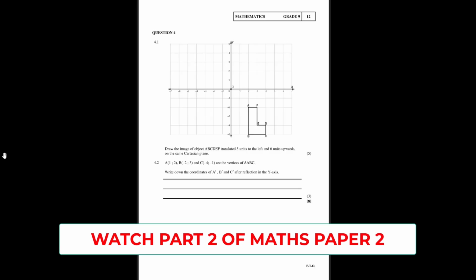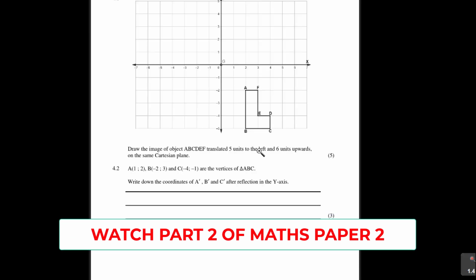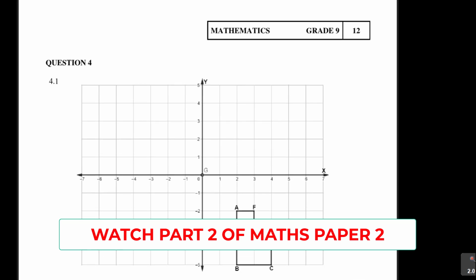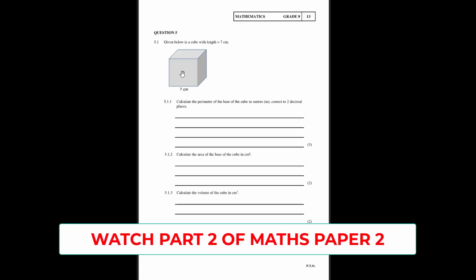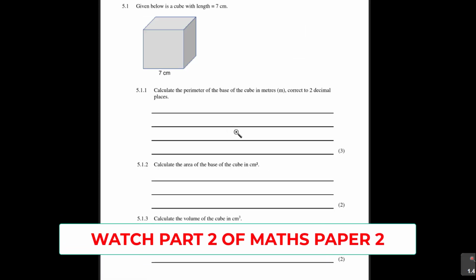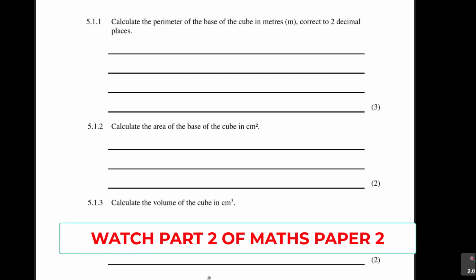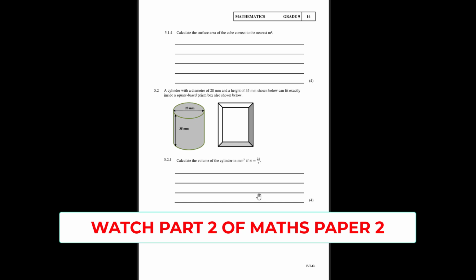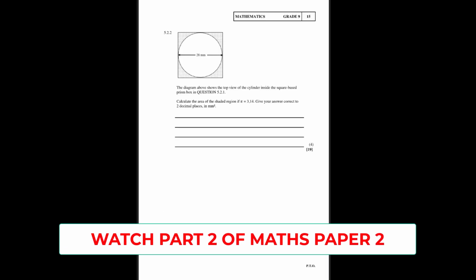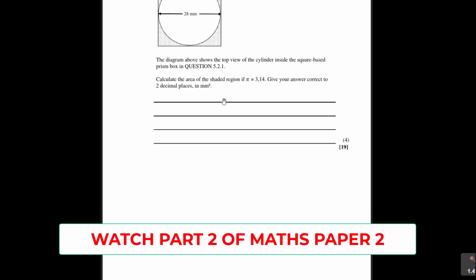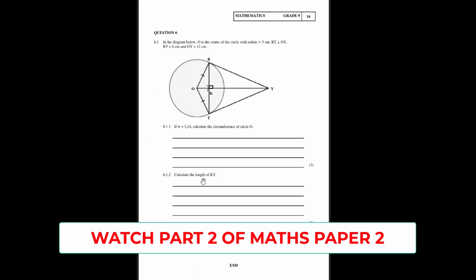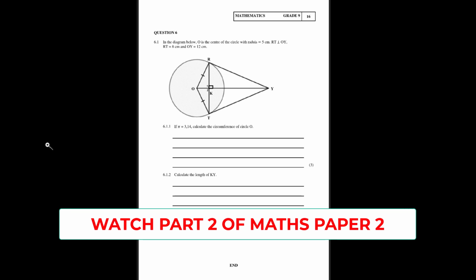Then part 3 will focus on question number 4, where we look at transformation. Then we're also going to look at question 5, which is mensuration in a way, and then the continuation of question 5. You see, it's 19 marks. You definitely must not miss that. And then we're going to end it with question number 6.